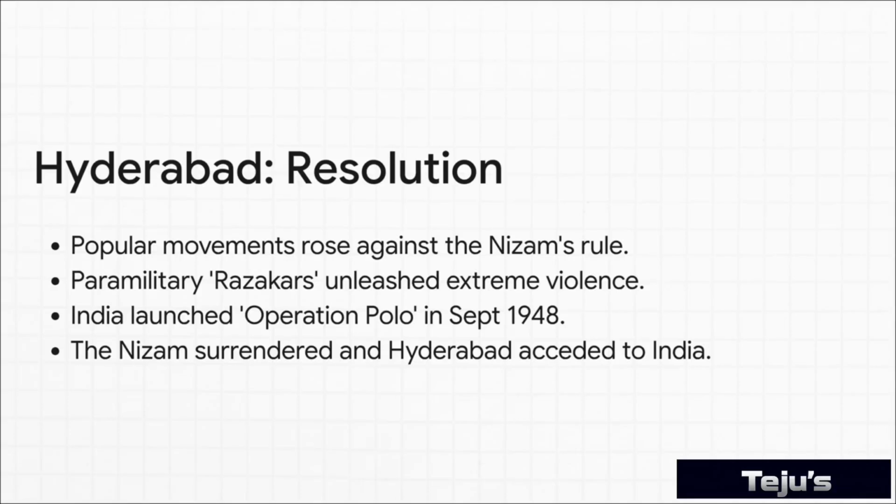People started rising up against the Nizam's rule, and he unleashed his private army, the Razakars, who were incredibly violent. With chaos erupting, India decided it had to act. They launched what they called a police action named Operation Polo. It was swift, it was decisive, and within a few days, the Nizam surrendered. Hyderabad was now part of India.